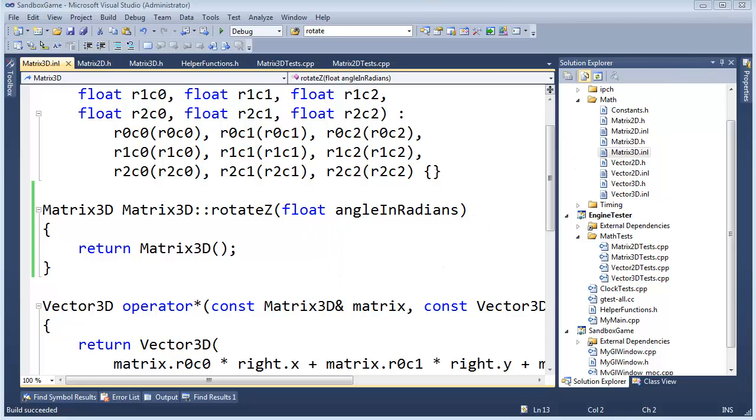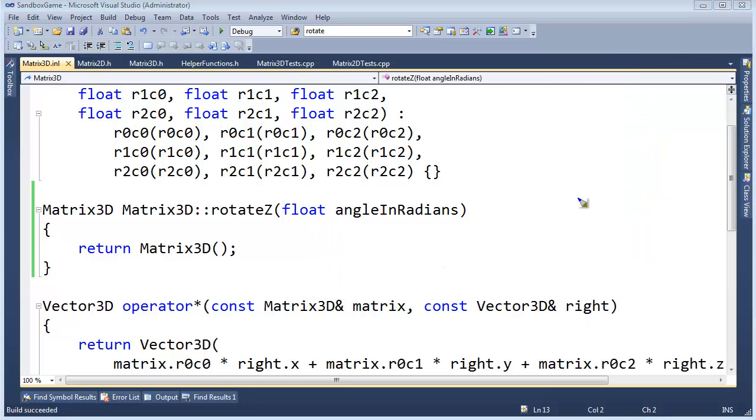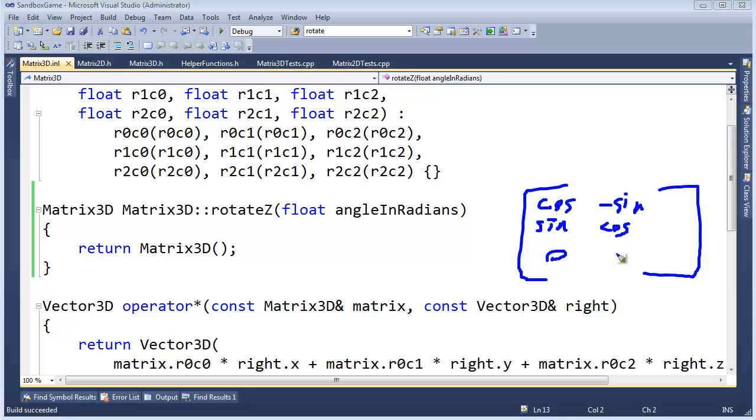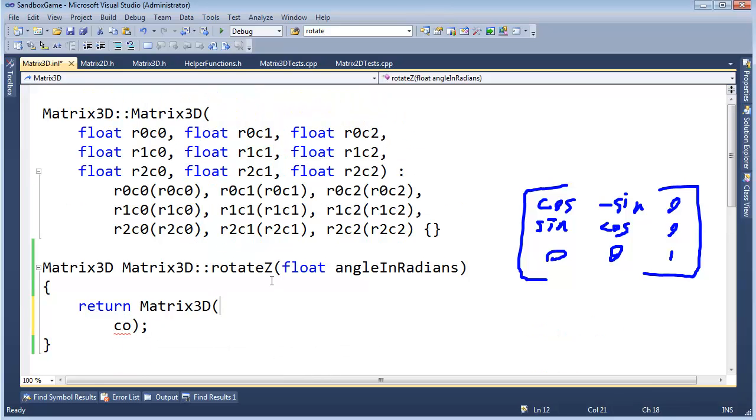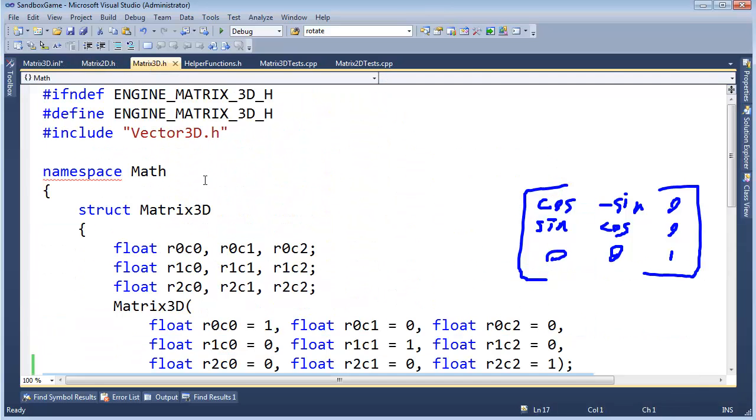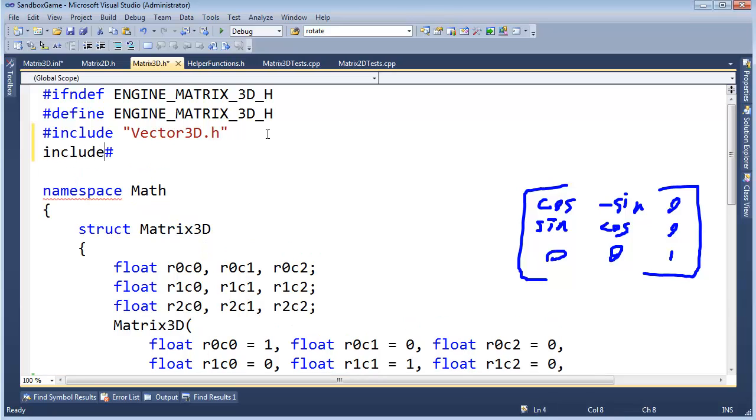We'll do this off. Get some more screen real estate here. And just right here, again, we want to say cosine, sine, negative sine, cosine, and then this will be just 0, 0, 0, 0, 1, like so. So let's do that. And we're going to use the return value optimization trick again, and then return. Do we have math? We don't have math. We need math, which means I have to go to Matrix3D.h and include it up here. Pound include cmath.